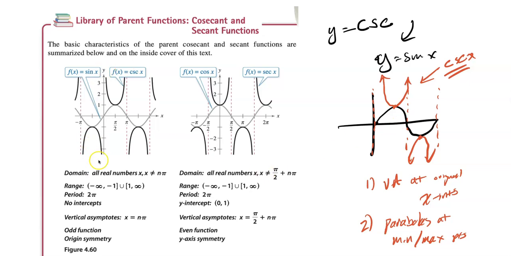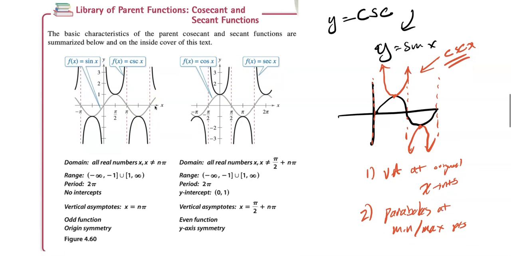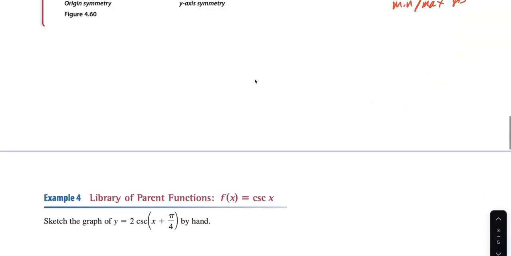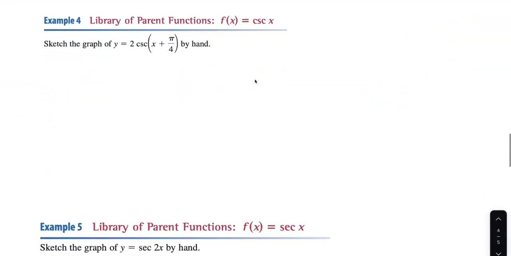You can see from this thing here, there's no intercepts. The range is from where the parabola starts. So in this case, 1 to infinity and negative infinity to 1. Your domain is in between all these asymptotes. But that's all it is. If you want to graph cosecant and secant, you just graph sine and cosine, and then jazz it up, add vertical asymptotes and parabolas to it. That's it. So let's do a couple examples.